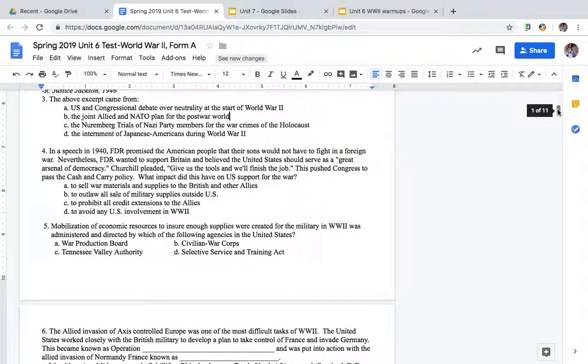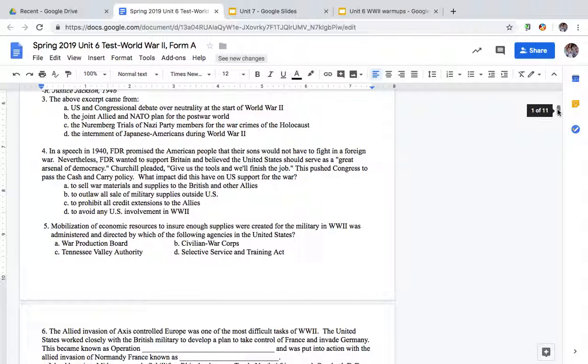Number 4. In a speech in 1940, FDR promised the American people that their sons would not have to fight in a foreign war. Nevertheless, FDR wanted to support Britain and believed the United States should serve as a great arsenal of democracy. Churchill pleaded, "Give us the tools and we'll finish the job." This pushed Congress to pass the cash and carry policy. What impact did this have on the U.S. support for the war? A.